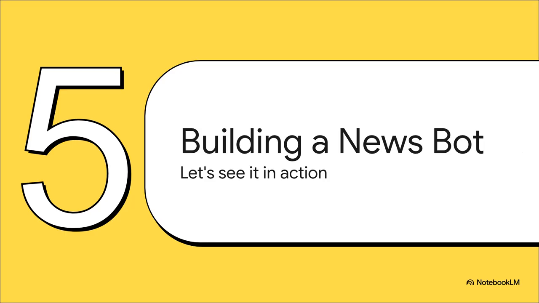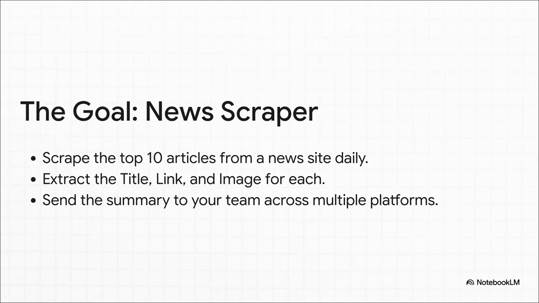All right, theory is one thing, but let's see how this plays out in the real world with an actual example from the source material. We're talking about a workflow that automatically scrapes a news site, summarizes the top articles, and then sends that info out. So here was the mission, plain and simple. Every day, automatically grab the top 10 articles from a news site called AI Times, pull out the important stuff, the title, the link, the image, and then shoot that summary out to the team. And the best part? Nobody has to lift a finger to do it.